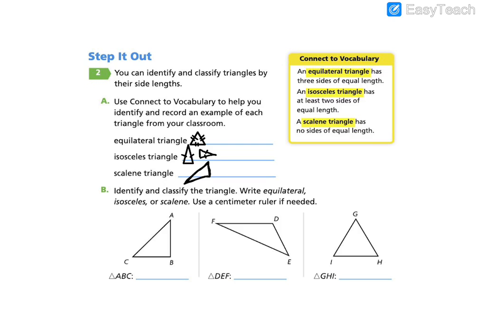So let's look first at triangle ABC. I can see that the line segment AB and the line segment BC look like they are the same length. However, this side, AC, looks longer. So I know it's not an equilateral triangle, and I know that it has at least 2 sides that are equal. So this is an isosceles triangle.